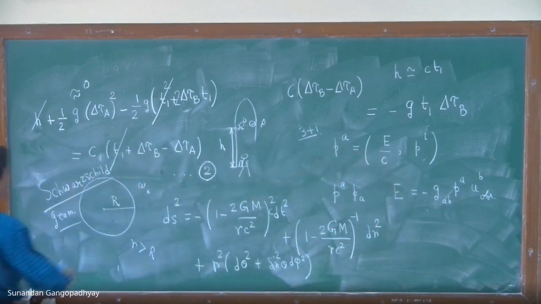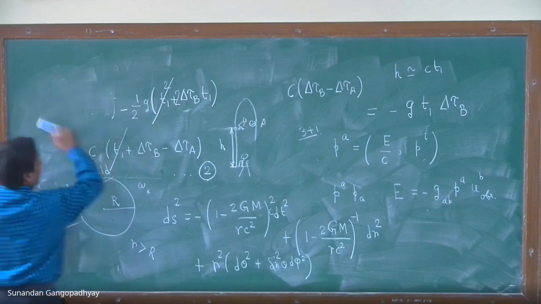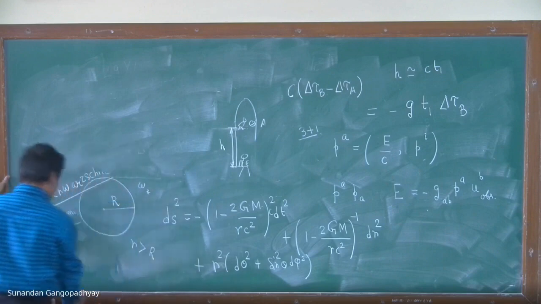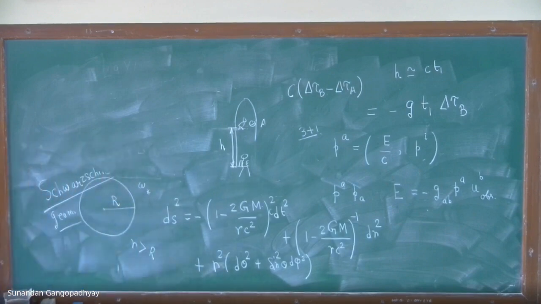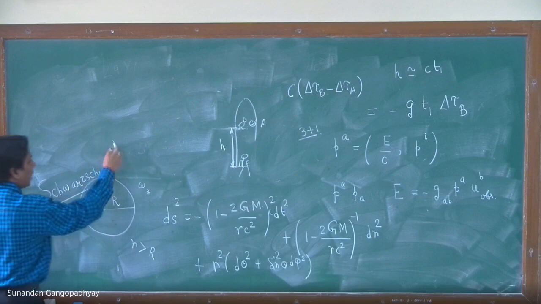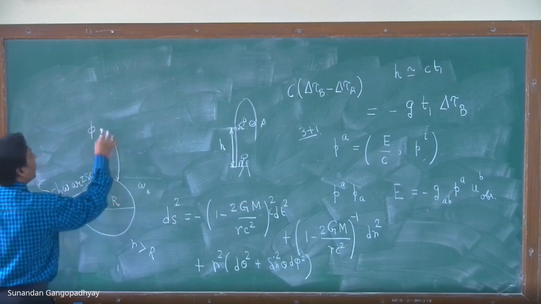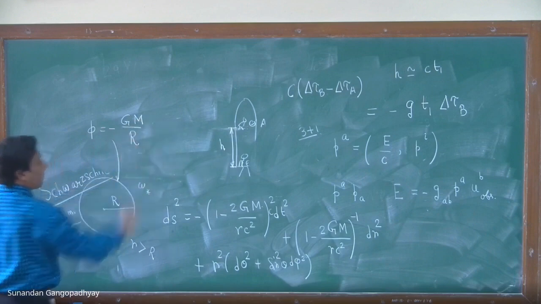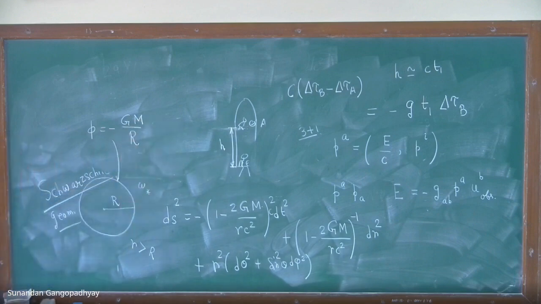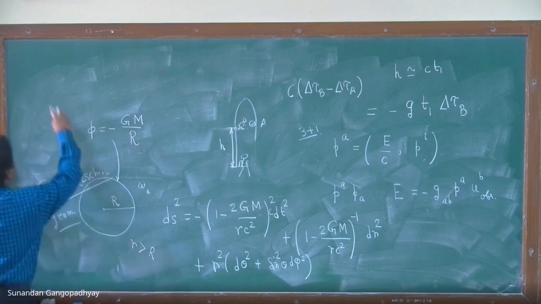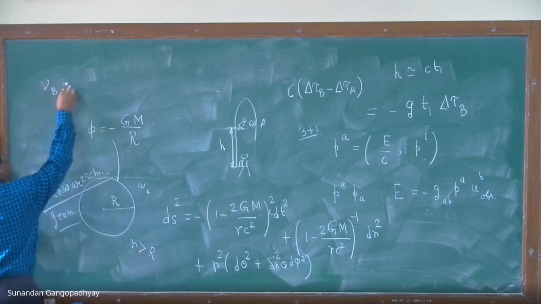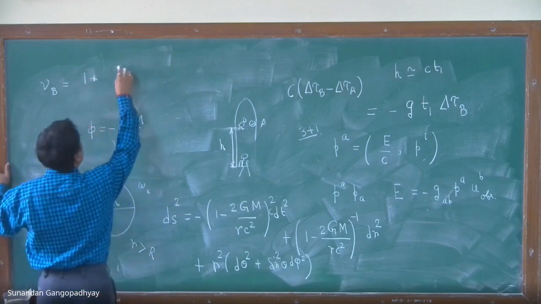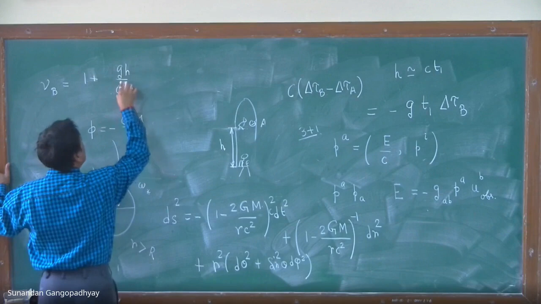Let us come back to the previous problem and apply the result that we obtained earlier for gravitational time dilation. At the surface of the star, what will be the potential? The potential is minus GM by R. Right? This is the potential. And also, if you remember, this result was what? Mu a (1 plus gh by c square) equals mu b.